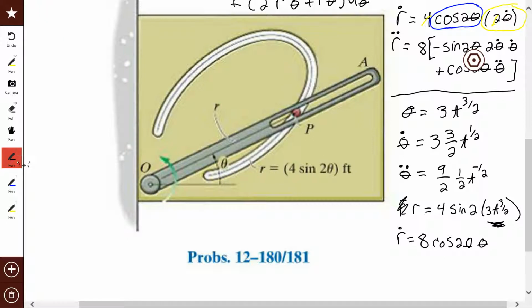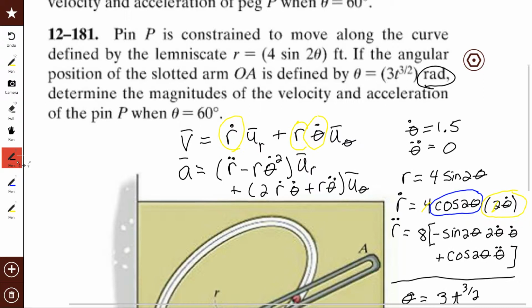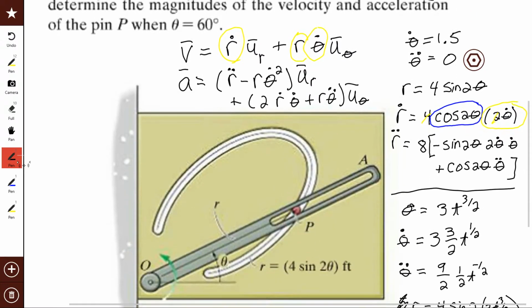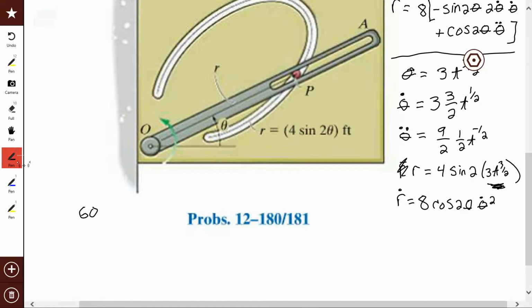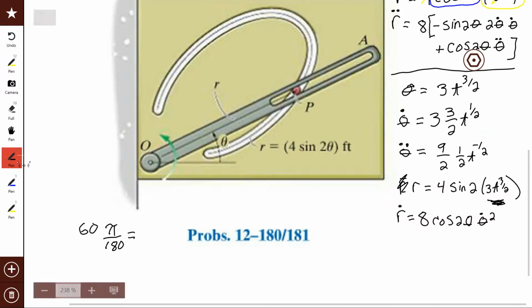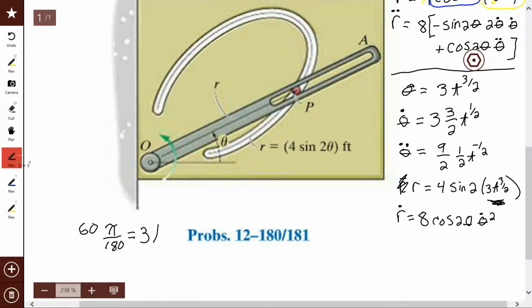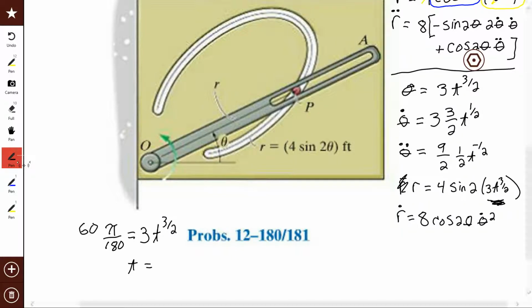times theta dot squared. So I have theta dot. I can put in the value of time. They tell me, oh, I need time. So let's see. They tell me that theta is 60 degrees. So what I'm going to do is put in 60 degrees, convert that to radians. So that's going to be pi over 180. So that's theta in radians equals, and the formula is 3 t to the 3/2 power. So you solve for t. So t is going to be equal to, and then you just simply solve that. So anyway, I get the t.